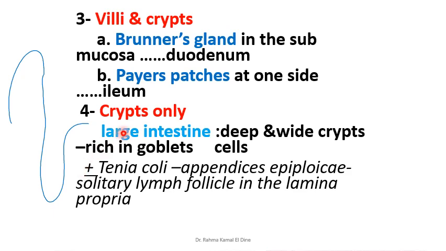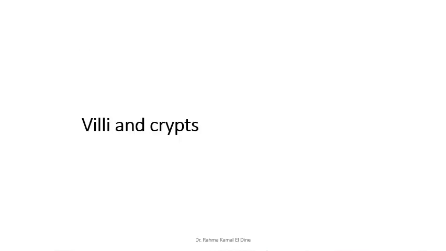If I have crypts only, it is large intestine, and the crypts are large, deep, wide, and full of goblet cells. I can see in the large intestine taenia coli, appendices epiploicae, solitary lymph follicle, but the main criteria is that I'm having folded mucosa, deep and wide crypts, and many goblet cells.